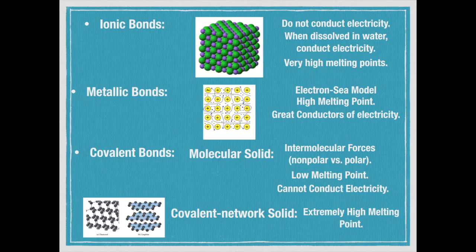So if we're comparing melting points, covalent network solids have the highest, followed by ionic, followed by metallic, and then followed by molecular covalent. As far as conducting electricity, metallic is the one that conducts electricity as a solid. Ionic will if it's dissolved, but the other two will not.